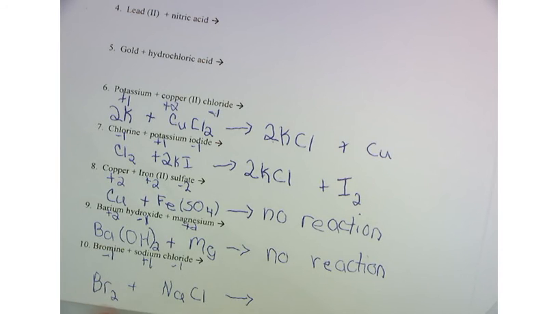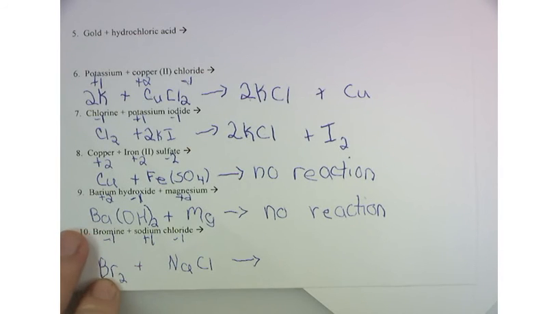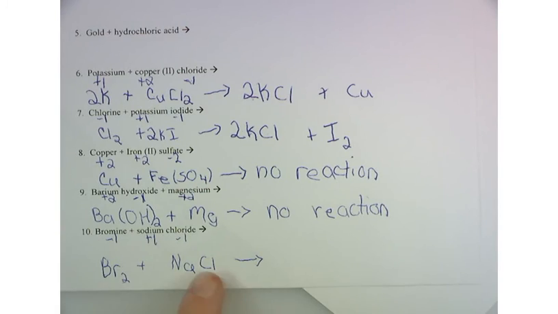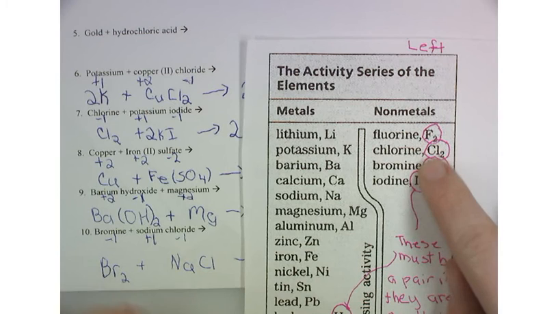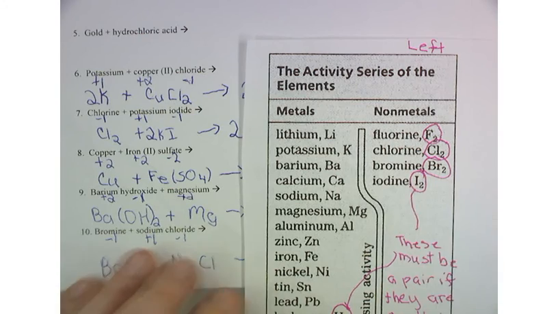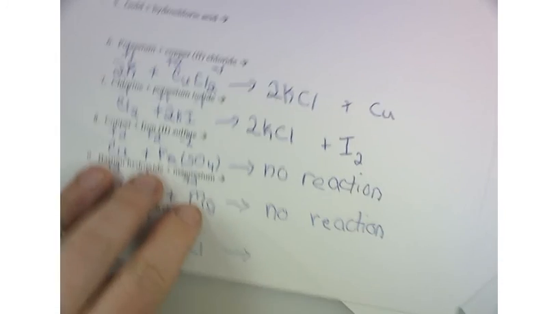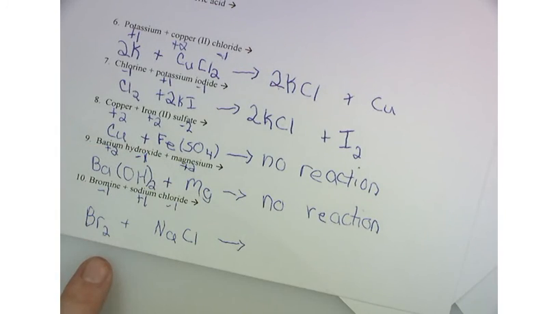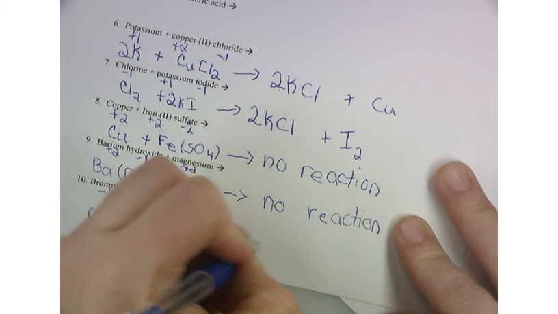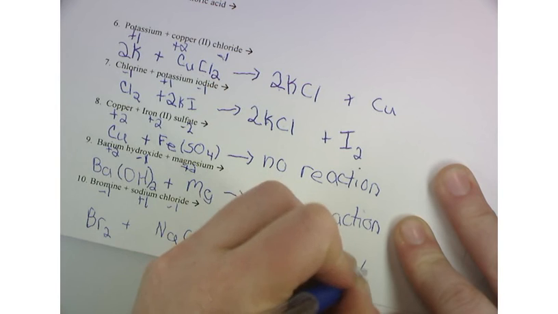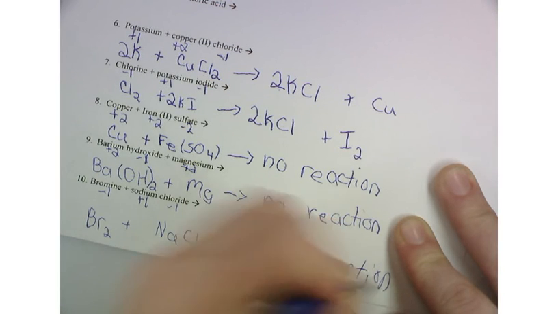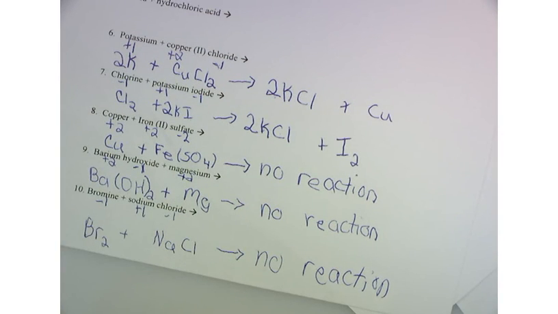So we need to check our nonmetals here, because here we have an anion. So it would swap places with this anion. So we're looking at bromine and chlorine. So chlorine is actually higher up on my activity series than bromine is. So this as well would be no reaction. So lots of ones that would be no reaction on that.